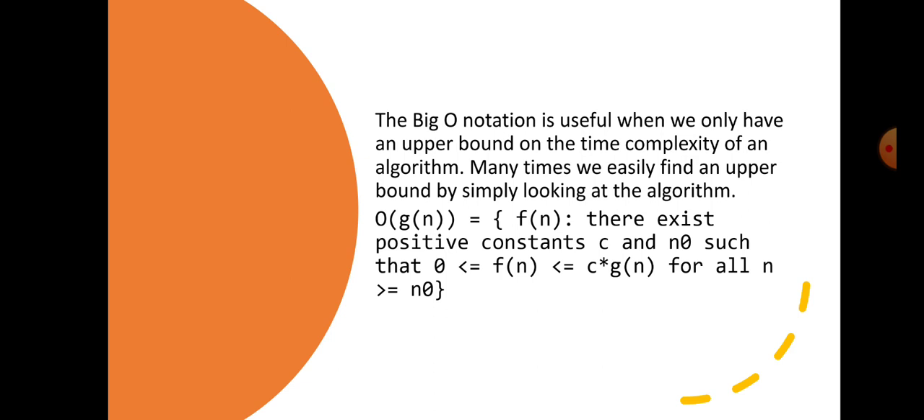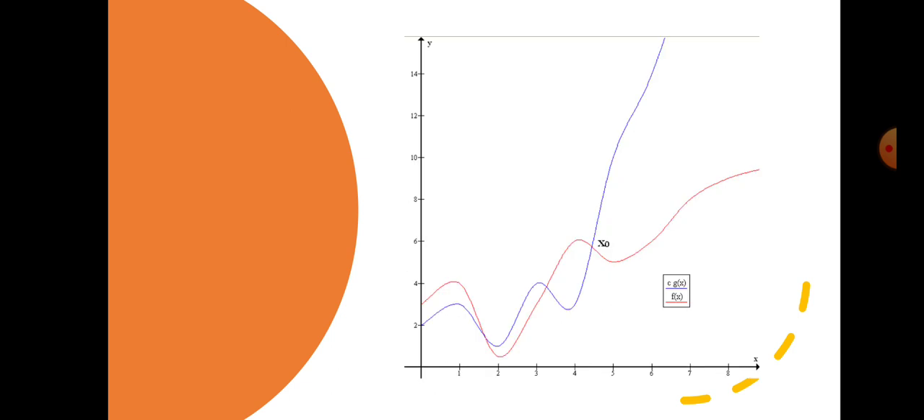Big O of g of n equals f of n, such that there exist positive constants c and n naught such that 0 is less than or equal to f of n less than or equal to c star g of n for all n greater than n naught. This is the graph.